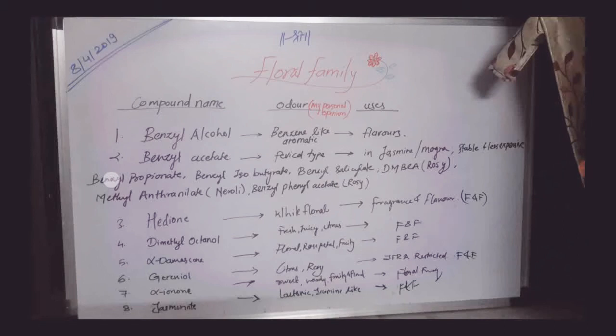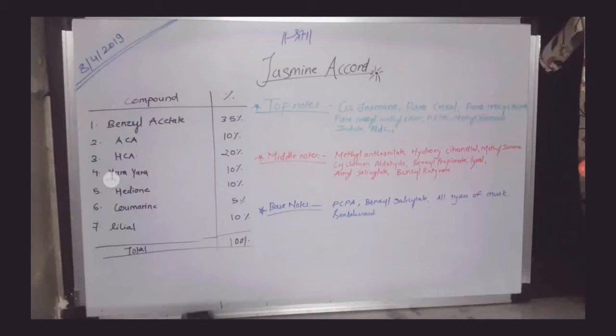Now we will see the jasmine accord. Here you can see I have made a chart, and next to that I have made the top note, middle note and base note. For the jasmine accord, the main ingredients are benzyl acetate, ACA, HCA, yara yara, hedione, coumarin and lilial. These are the basic ingredients you have to add to make the jasmine accord. If you want, you can follow this top note, middle note, base note chart.